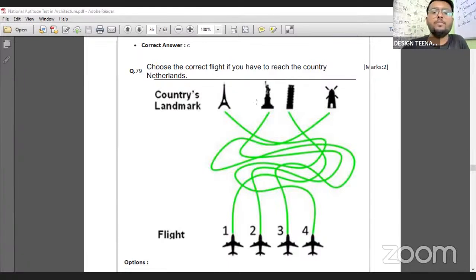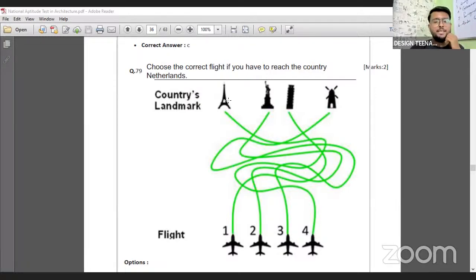So Eiffel Tower. This one is Statue of Liberty. This is what name of this structure? I guess I have told you guys about this name. Quickly, what is the name of this structure? Pisa Tower. Leaning Tower of Pisa. Last one.